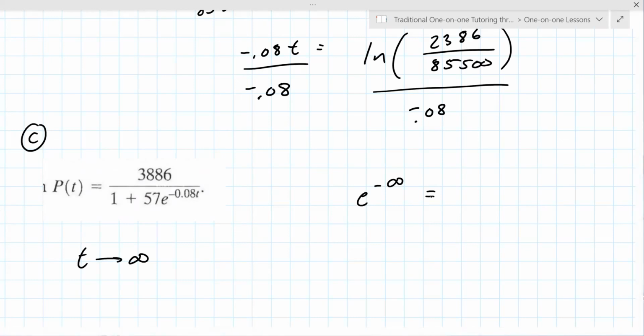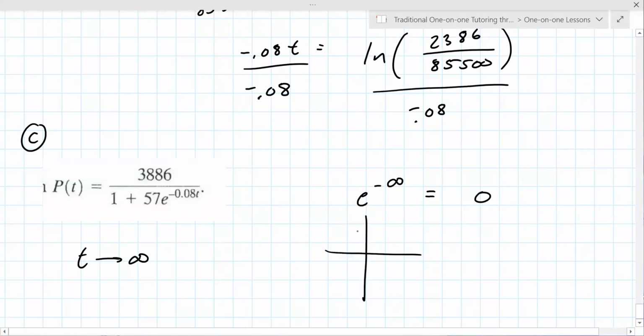I have no idea. So this is 0, because the graph of e to the minus x goes down to 0. Do you see that? So this right here goes to 0. Okay. So when t goes to infinity, this becomes 3886 over 1 plus 0.